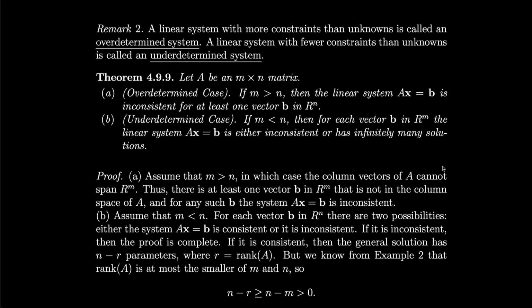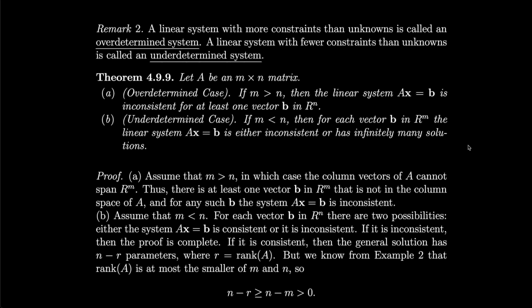In the underdetermined case, if m is less than n, then for each vector b in Rm, the linear system Ax equals b is either inconsistent or has infinitely many solutions. Let's prove this. For part A, let's assume that m is greater than n, in which case the column vectors of A cannot span Rm. Okay, so then there is at least one vector b in Rm that is not in the column space of A, and for any such b, the system Ax equals b is inconsistent.